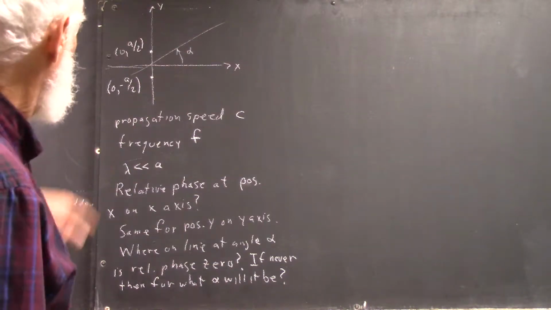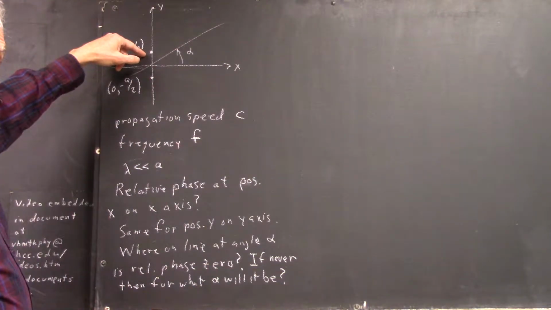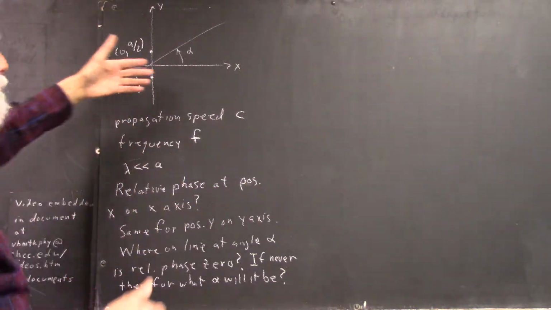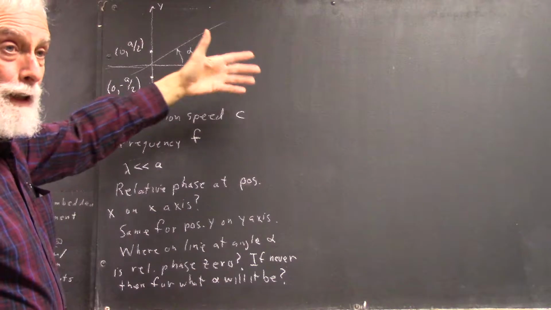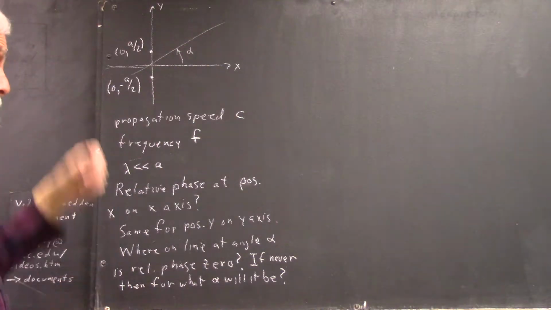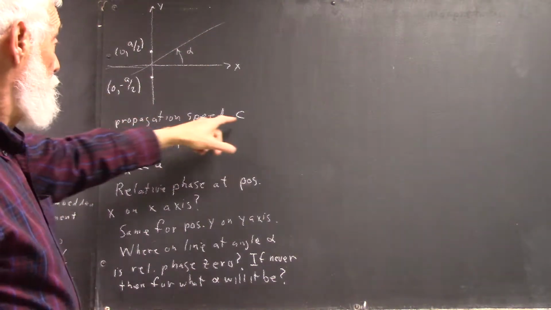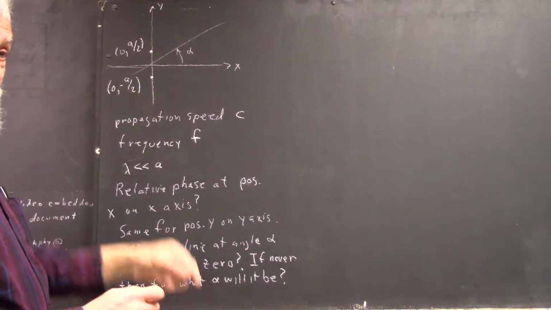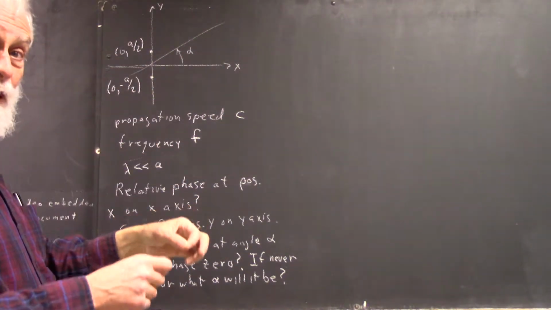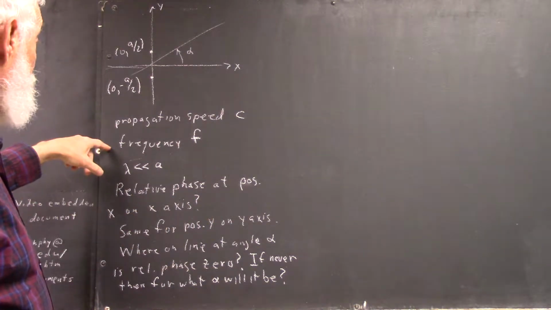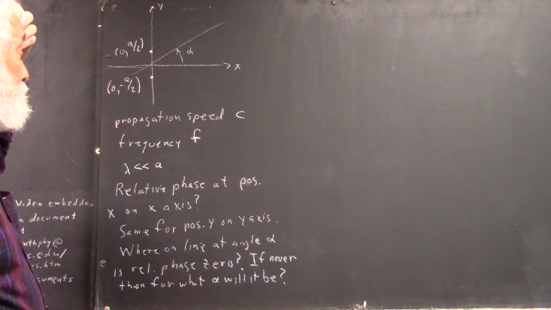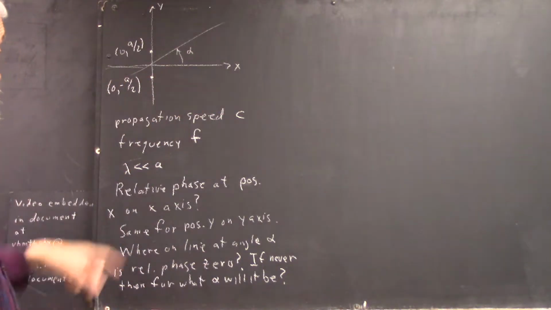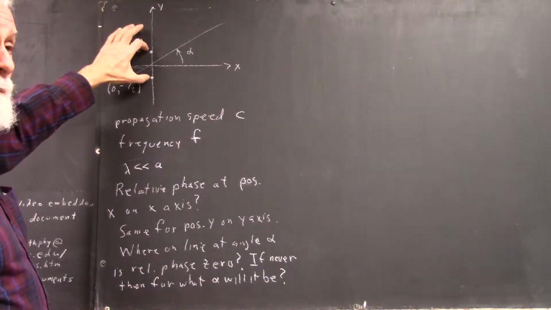So we have 2 points in the plane. Think of a membrane that propagates disturbances at some velocity, same velocity in every direction. Propagation speed c, and we drive each of these points with frequency f simultaneously. Okay? We're going to assume that the wavelength that results from this is a whole lot less than a.